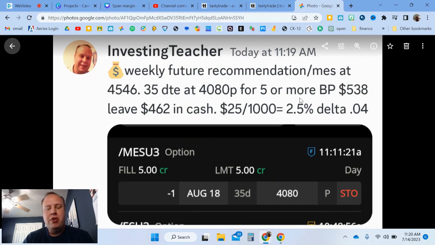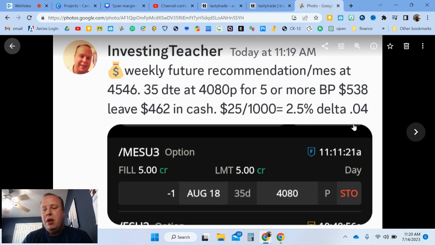If you get a little more, you could try to get 5.25 or so. The buying power needed to do this trade was only $538. We're going to leave another $462 in cash. So it's about $1,000, and $25 is what you're collecting in premium. 5 times the 5 multiplier, you get about 2.5% on your money in 35 days.